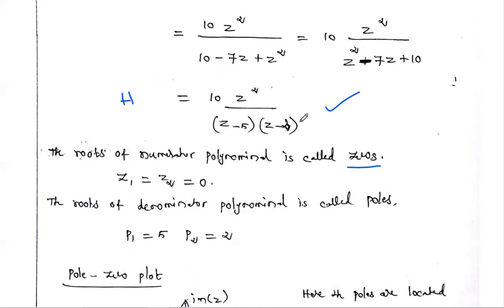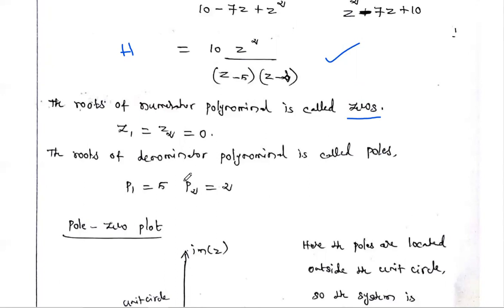And the roots of the denominator polynomial, z minus 5, z minus 2. The root of the first one is 5, and the root of the second one is 2. The first root we call pole P1, and the second root we call pole P2. So P1 equals 5 and P2 equals 2. So these are the zeros and poles we calculated.